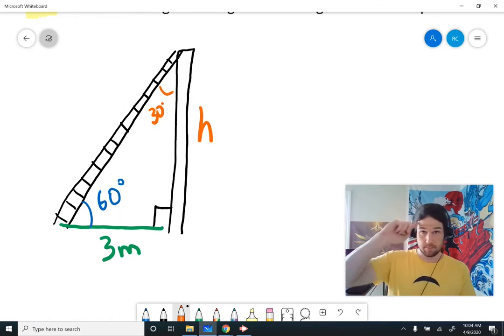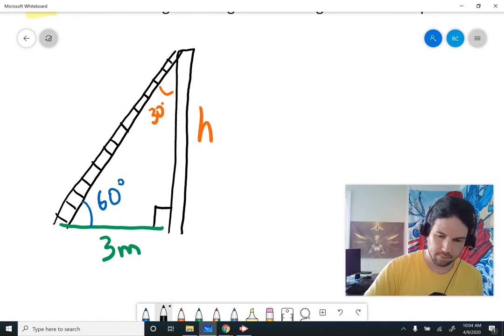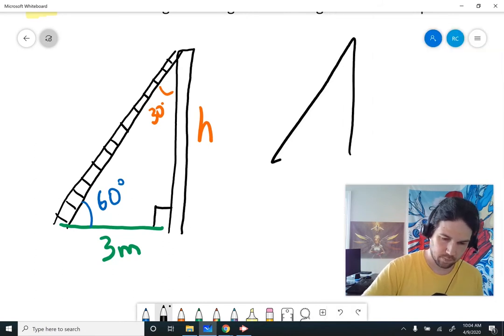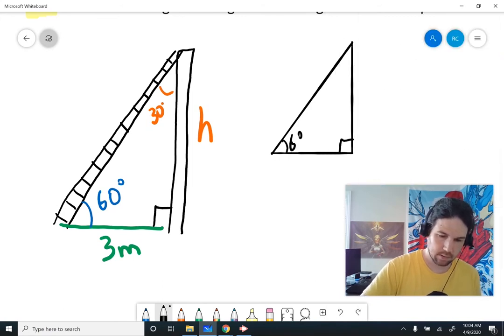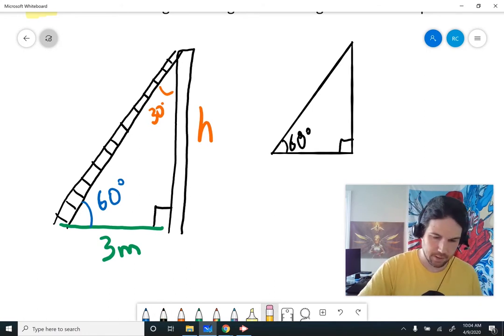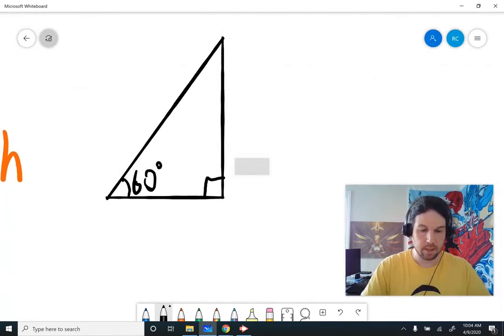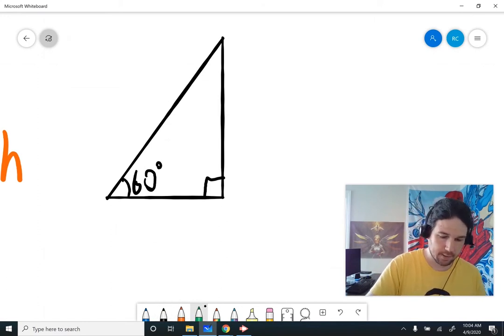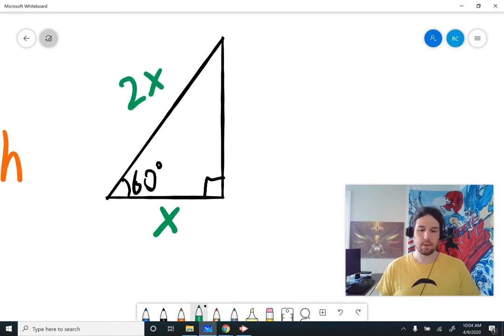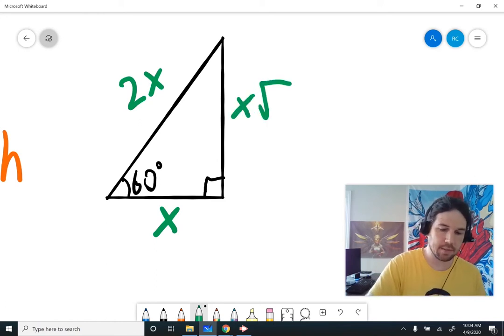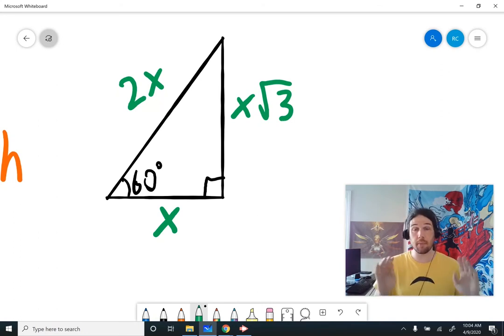We remember, I hope, quick review, that when you have a 30, 60, 90 triangle, that's awful. Let's try that again. If you recall, whatever the short leg is, the hypotenuse is 2 times the short leg, and the opposite side is the short leg times the square root of 3. Again, if you don't remember that, that's normal. It should be in your notes. You can memorize it if you want, but it's not necessary.